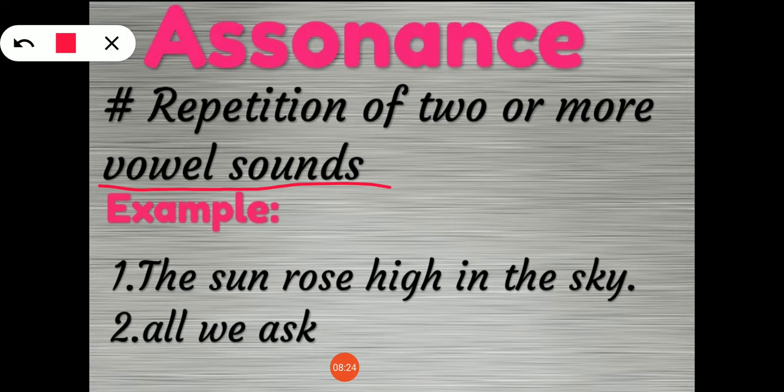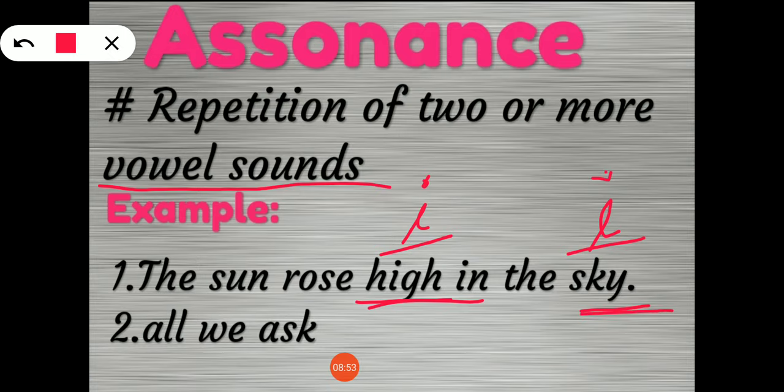So look at these words, high, sky. So what is the sound repeated here? The sound I is repeated in both high and sky. Right, the sun rose high in the sky. So what vowel is repeated here? The vowel sound I is repeated here, and that's why it is the example for assonance, right?